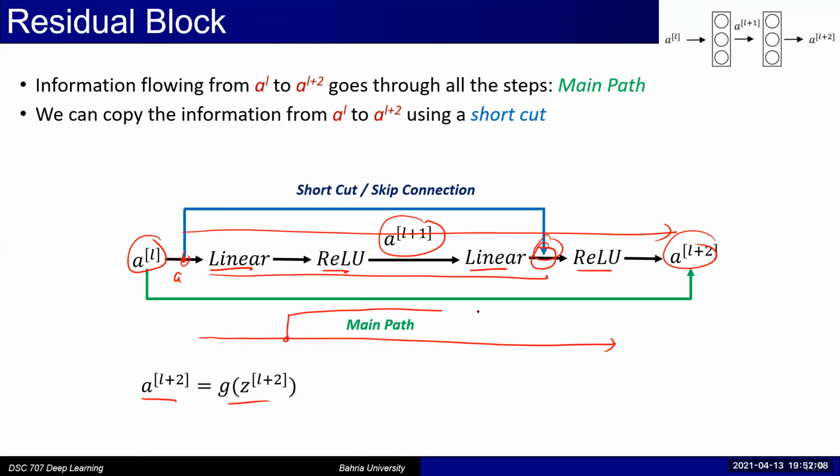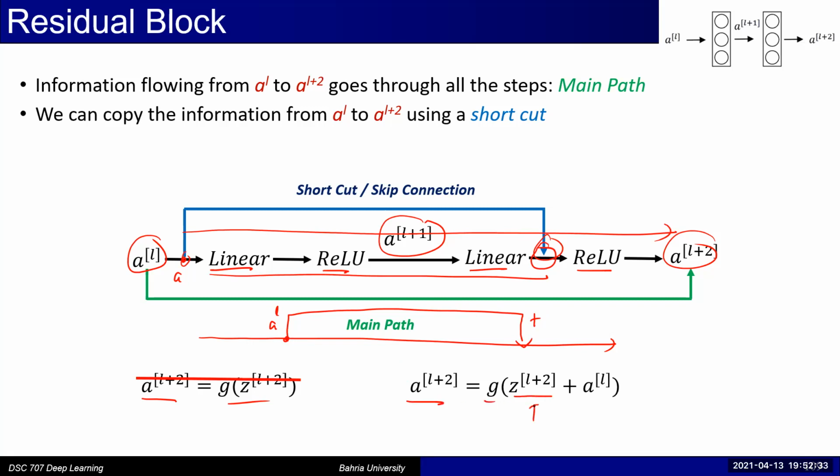And we also have this shortcut path, which is picking the information which was here, which was A of L, and it is adding this information somewhere in the future. By future, I mean ahead in time or ahead in the layers. Now, what actually will change? Now, instead of this expression, our expression would be the activation function applied to this.